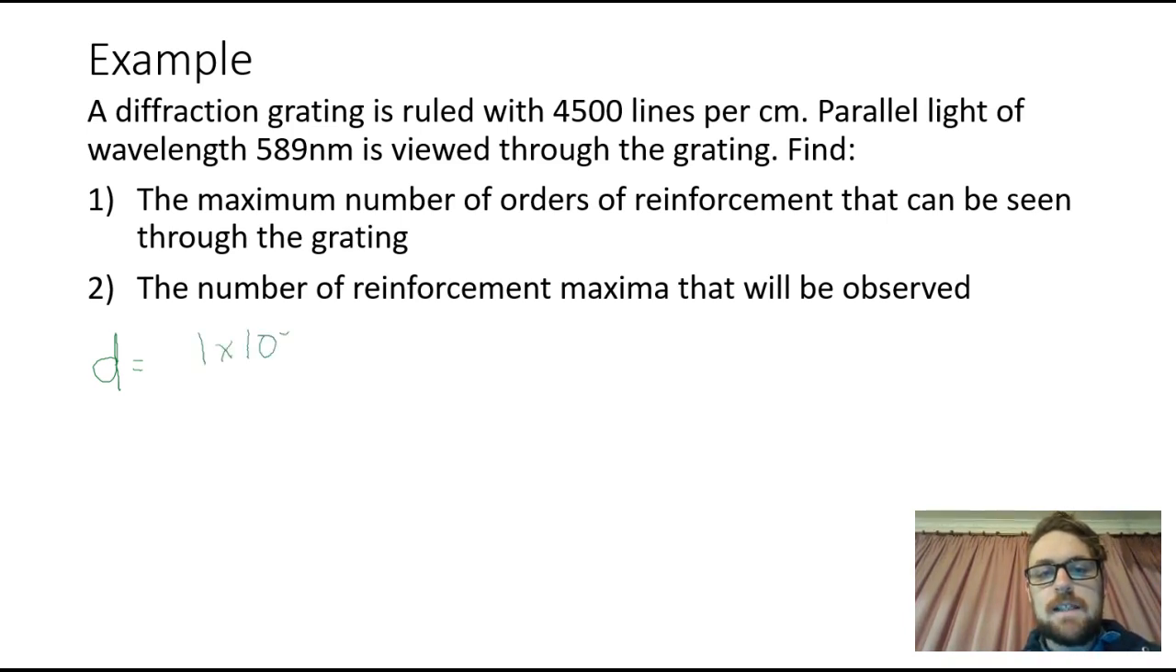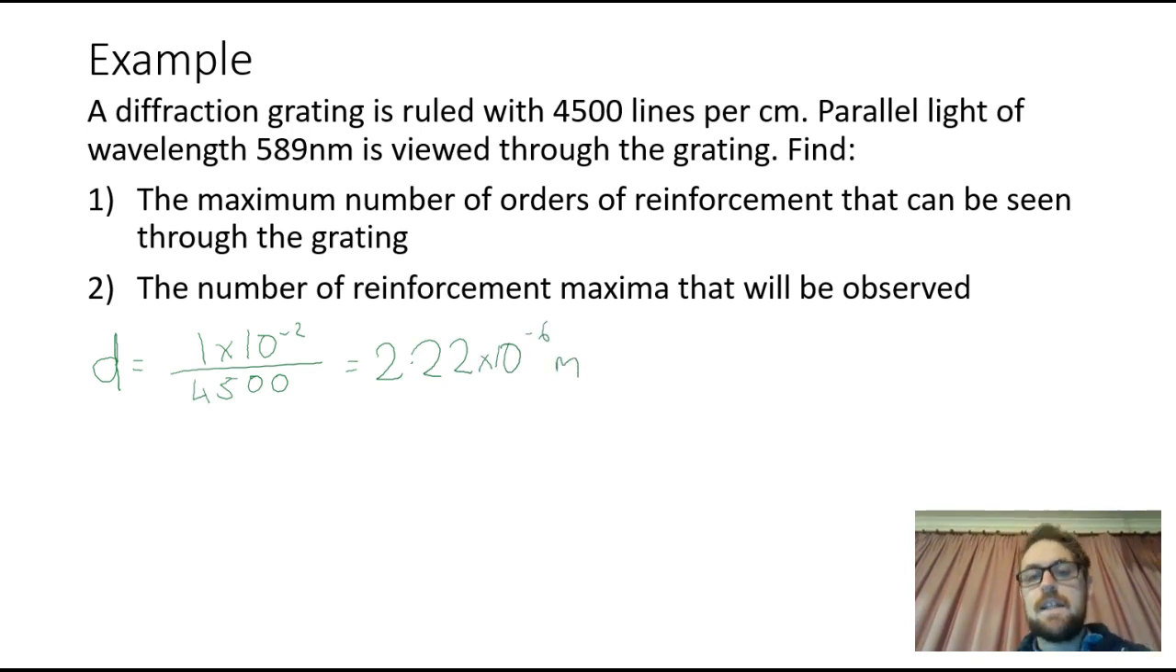So 1 times 10 to the negative 2. And after that, we divide by the total number of lines we see over that distance, so 4,500. That's going to give us the distance between one individual line, and the value we get is 2.22 times 10 to the negative 6 meters. So that's the separation between the lines. We also know that the wavelength is 589 nanometers. Nano is 10 to the negative 9.